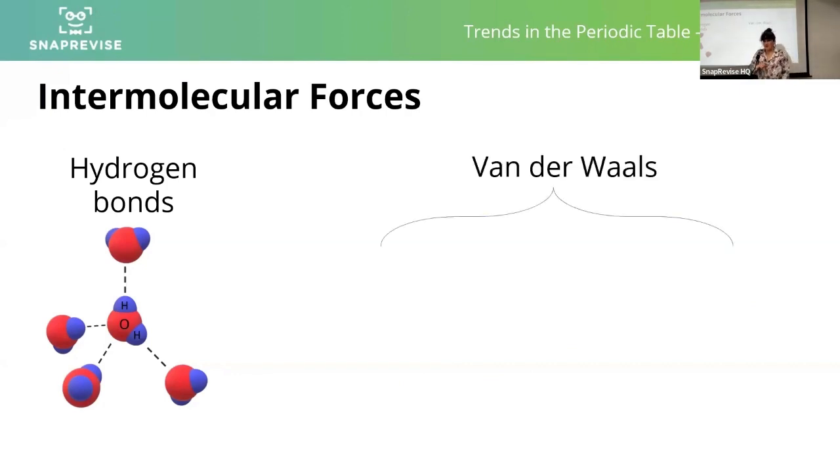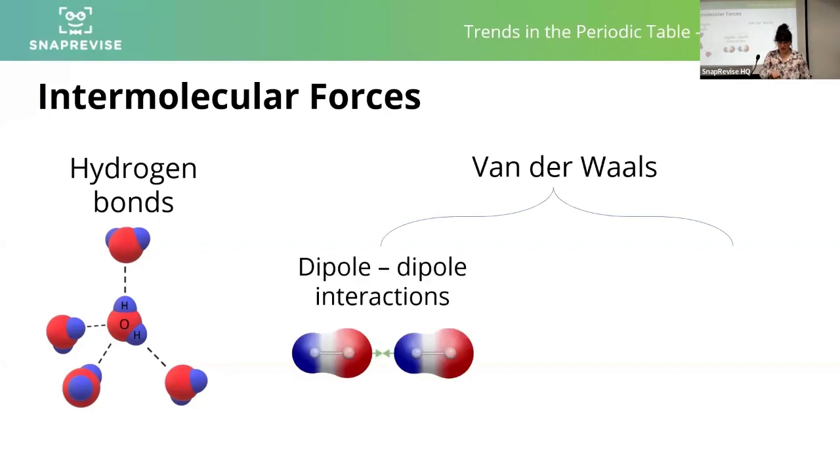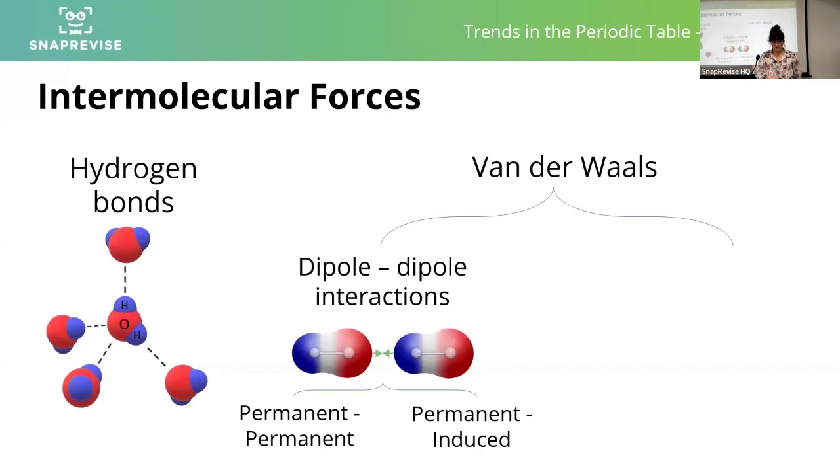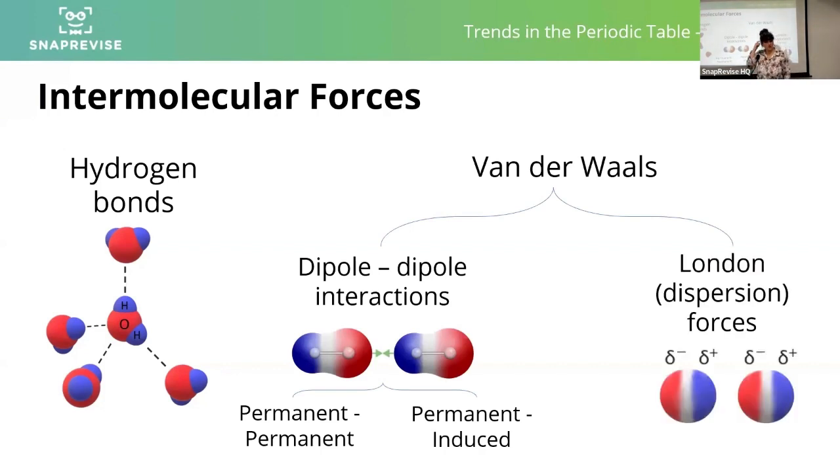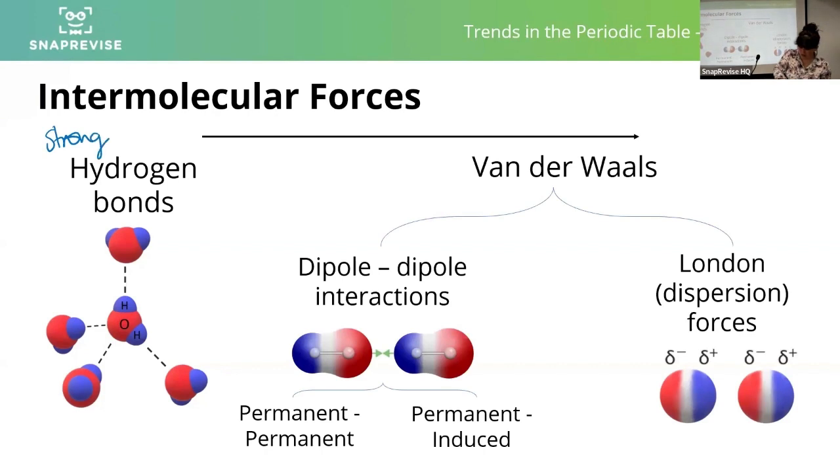Now, van der Waals is what I was saying earlier. Van der Waals is actually an umbrella term which includes permanent dipole-dipole interactions and London dispersion forces. Now, London dispersion forces are the weakest, so let's add that in. So these are our strongest type of intermolecular force. These are the weakest type of intermolecular force. Hydrogen bonds are strongest. London dispersion forces are weakest. Now, within our van der Waals umbrella, we can talk about our dipole-dipole interactions and our London forces.